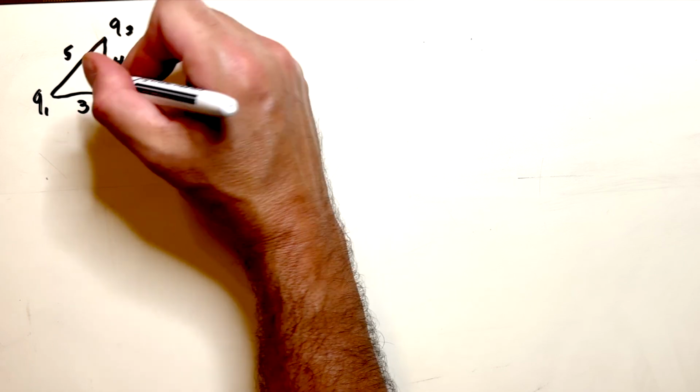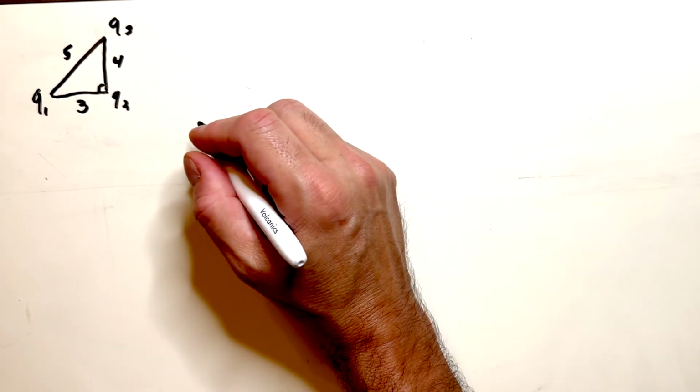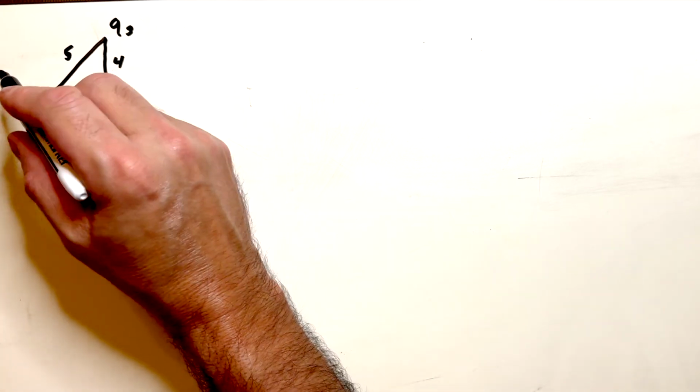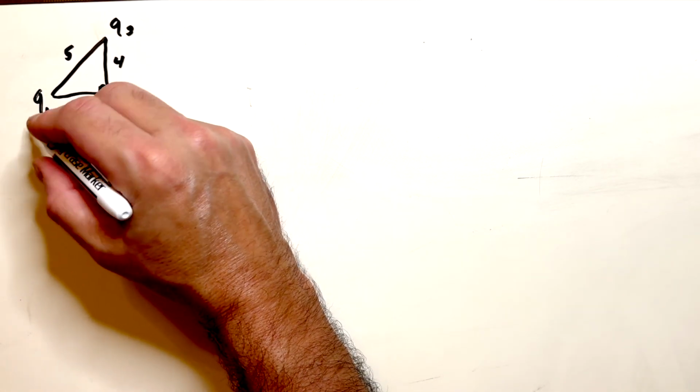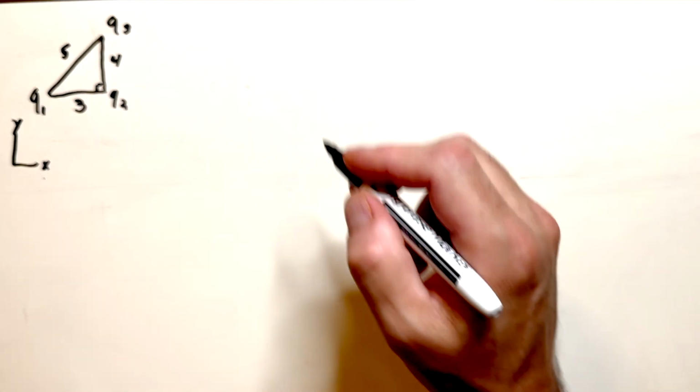This, of course, is the famous 3, 4, 5 triangle. It's a right triangle. You should probably recognize it. Also, we're going to put the x-axis and the y-axis like this.